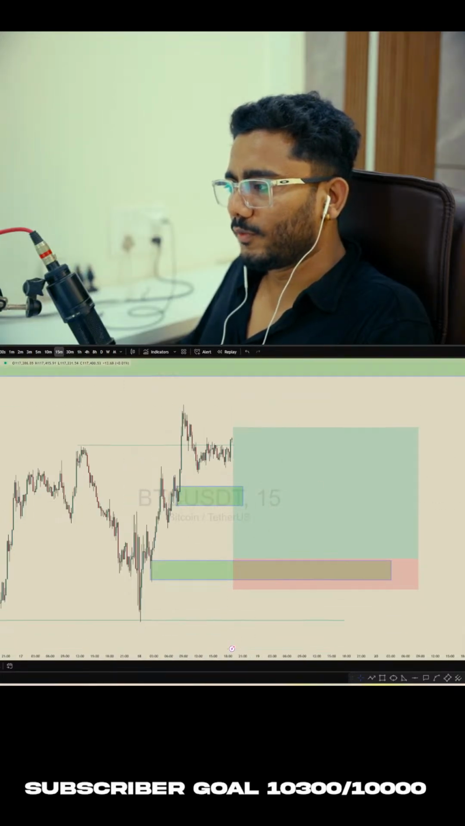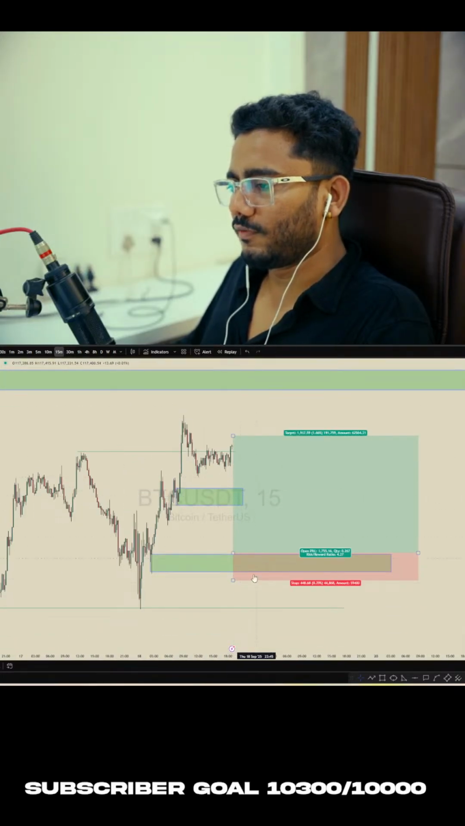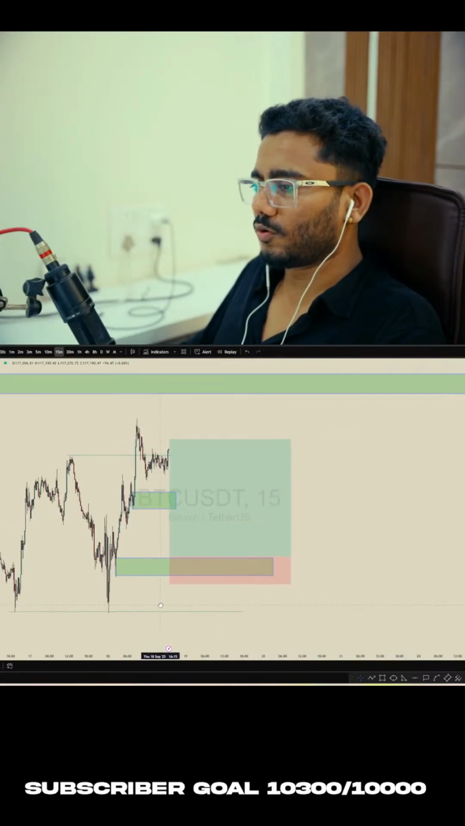So price is creating liquidity. You can look for entry over here. If this fails, then you can look for entry from this order block.